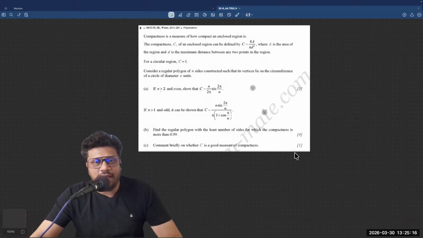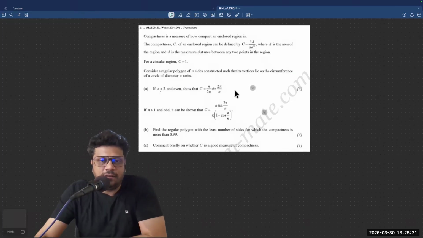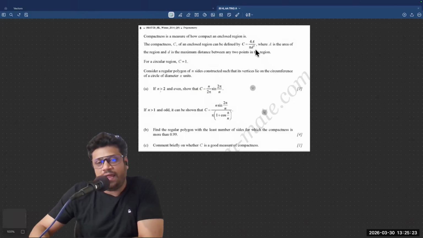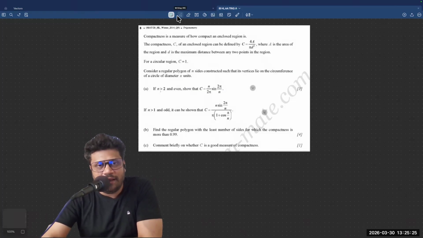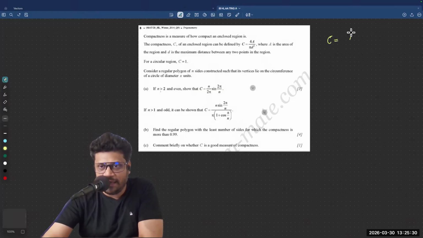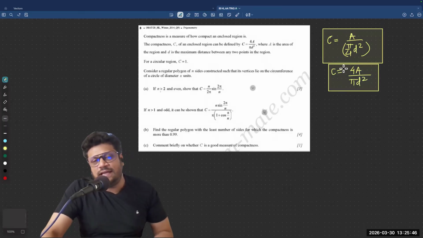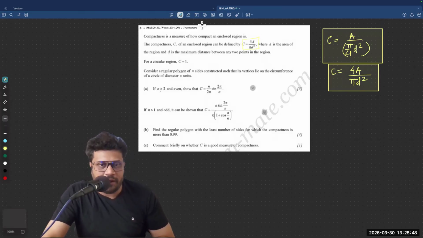The first thing we notice is what they're asking for. They say that the compactness is supposed to be 4a divided by pi d square. Well, it's not different from what we know about compactness. We know that the area divided by the area of a circle, pi by 4 d square, is the compactness. If you rearrange it, the 4 can be taken up into the numerator and it becomes 4a by pi d square. That is the compactness of a region. So that formula is all right for us.